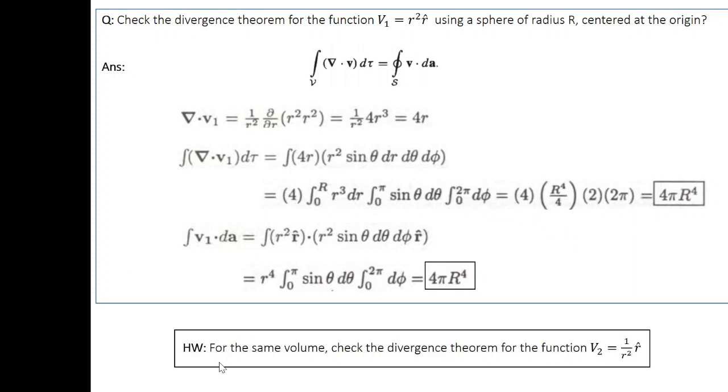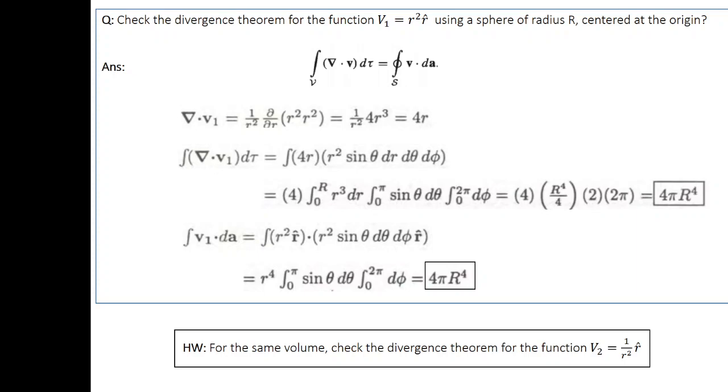There's a homework for you. For the same volume, the sphere of radius capital R, check the divergence theorem for the function v2 equal to 1 over r squared r cap. So do the same procedure, and you will find that the result is really intriguing. Okay, so that's a homework for you.